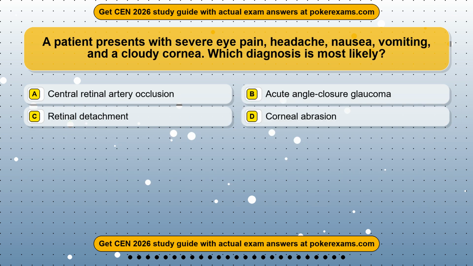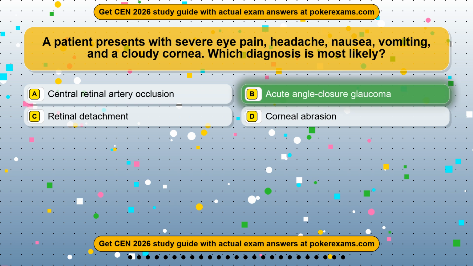Question 7. A patient presents with severe eye pain, headache, nausea, vomiting, and a cloudy cornea. Which diagnosis is most likely? Option A, central retinal artery occlusion. Option B, acute angle closure glaucoma. Option C, retinal detachment. Option D, corneal abrasion. The correct answer is Option B.